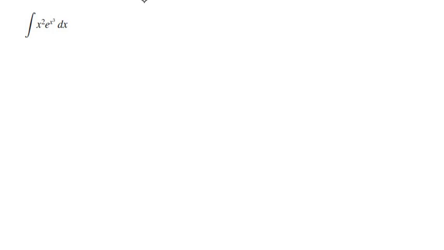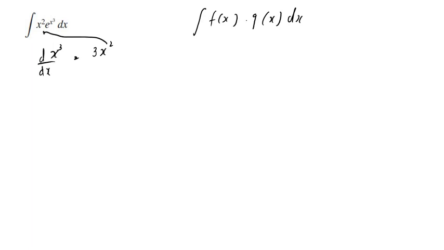So if we look at this question, we see that it is of the format f(x) times g(x). And if we investigate it a little further, we'll see that the differentiation of x to the power 3, d over dx of x to the power 3, is equal to 3x squared. So we see that the derivative is hidden in this as well. So this is the derivative that's hidden in this as well.